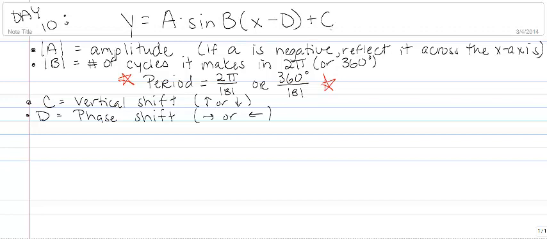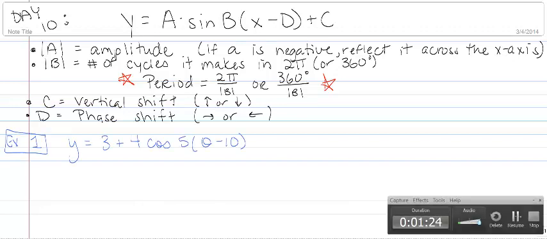C, we said that is the number that's outside. That's our vertical shift up or down. And then D, the number inside, that's going to be our phase shift left or right. And again, we'll get more specifics tomorrow. So let's go ahead and actually take a look at how we can put all this together.